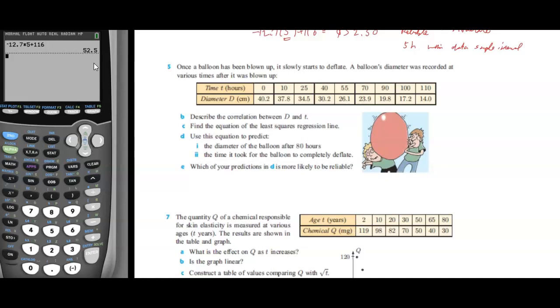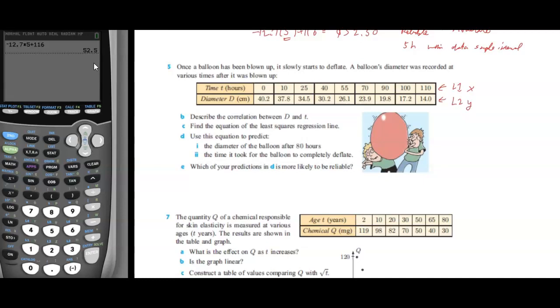Once a balloon has blown up, it slowly starts to deflate. A balloon's diameter was recorded at various times after it was blown up. So we have time for our first data set and diameter for our second data set. You don't even need to think about it. Assume the first data set is L1 and X, and the second data set is L2 and Y. Okay?